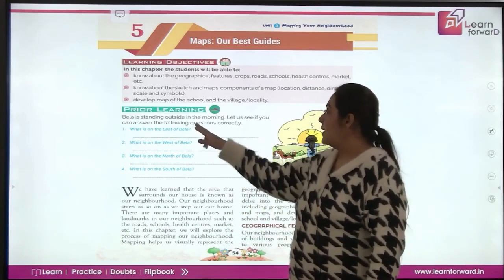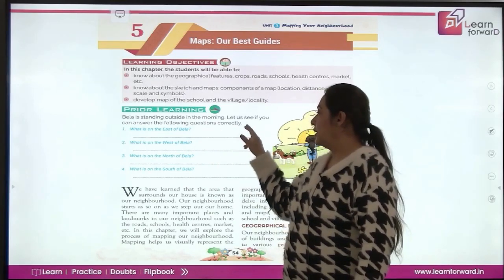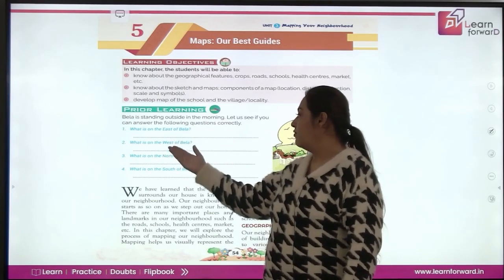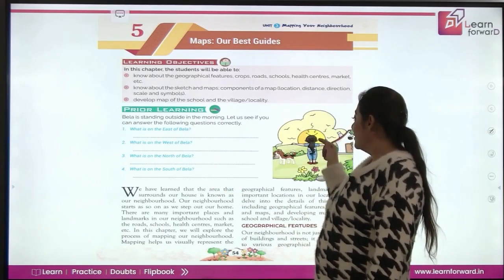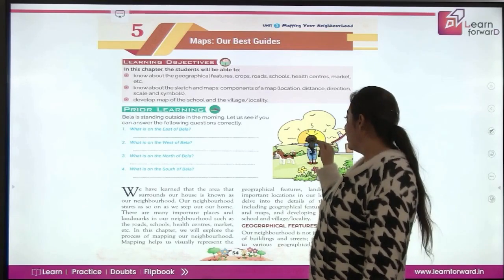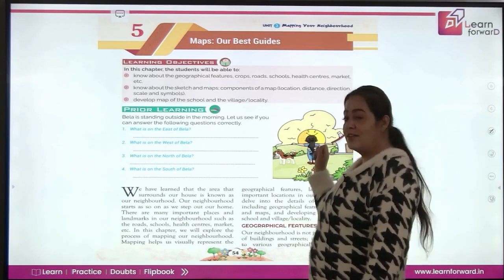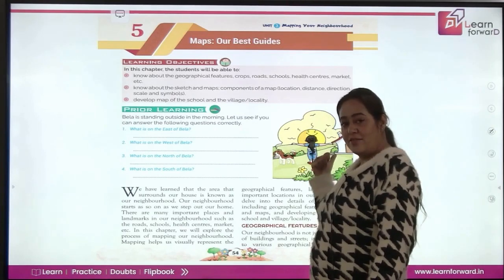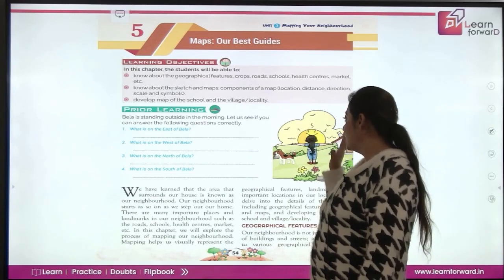Now, Bela is standing outside in the morning. Let's see if you can answer the following question correctly. Now, what is on the east of Bela, west of Bela, north of Bela, and south of Bela? Now, do you know Bela is facing the sun, right? The area which faces the sun is the east, right? The area on the left is the north and on right is the west. So you just need to understand east, west, north, south. So this is so easy to understand.